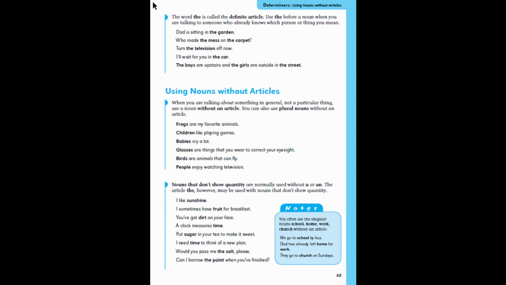Now, using nouns without articles. When you're talking about something in general, not a particular thing, use a noun without an article. You can also use plural nouns without an article.